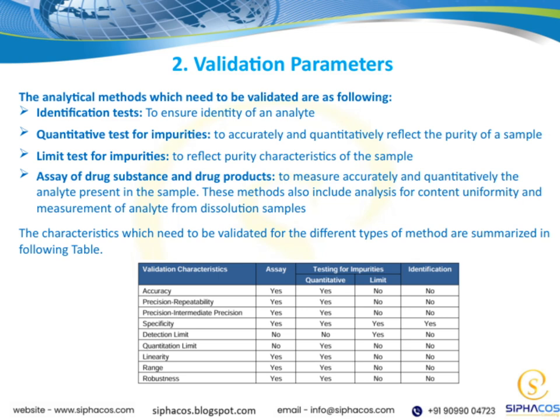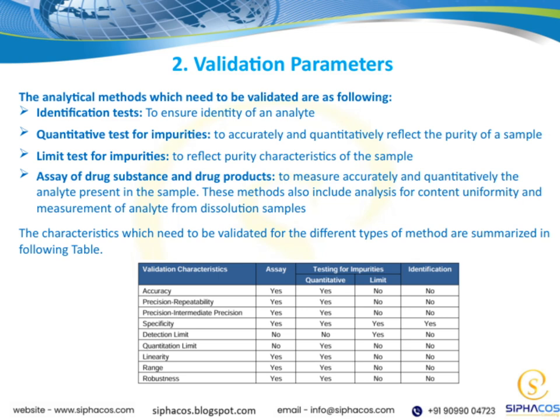Next, there's the quantitative test for impurities. This method must accurately reflect the purity of the sample, meaning it should precisely measure how much impurity is present. This is crucial for quality control and ensuring safety. Then we have the limit test for impurities. Unlike the quantitative test, this one is more about establishing whether impurities are below a certain threshold. It provides a quick indication of the purity characteristics of the sample.